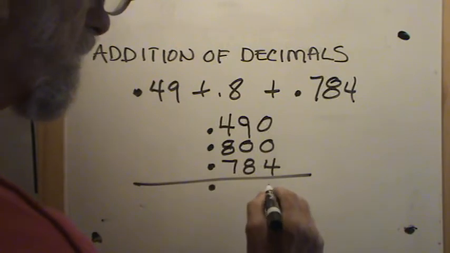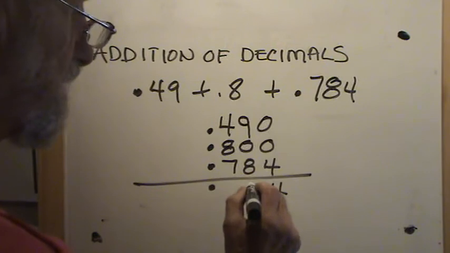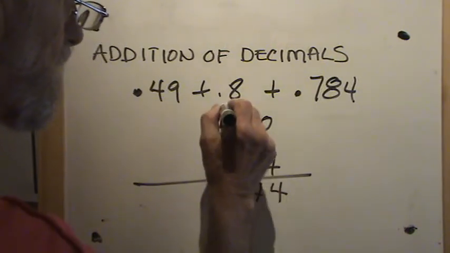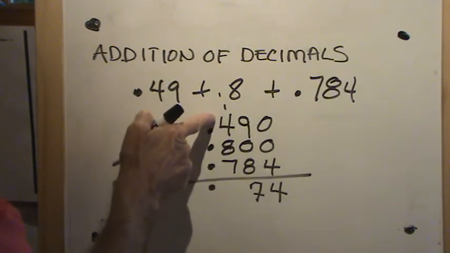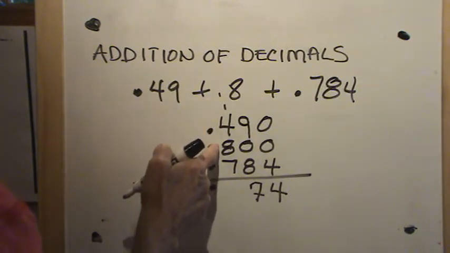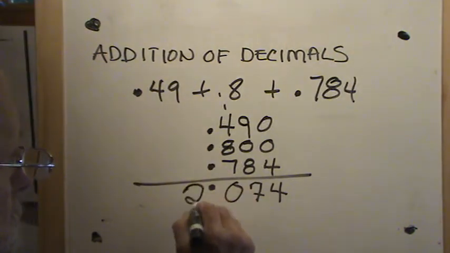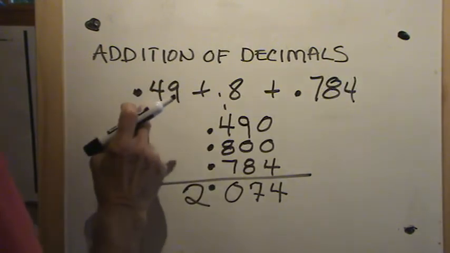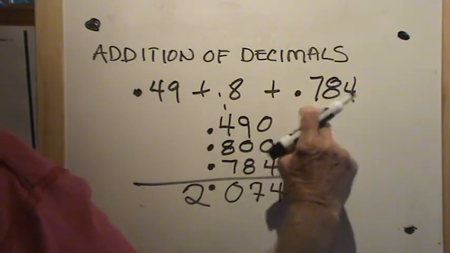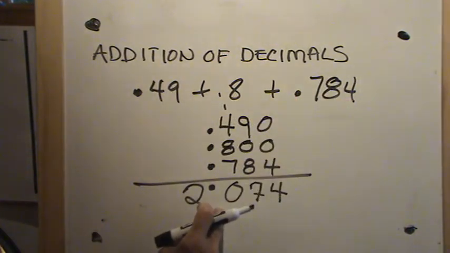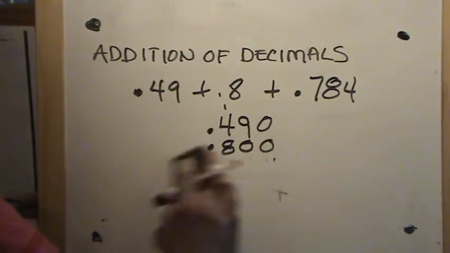0 and 0 and 4 is 4. 9 and 8 will give me 17. And I'm going to carry a 1. 1 and 4 is 5. And 5 and 8 is 13. 13 and 7 is 20. So if I add 49 hundredths, 8 tenths, and 784 thousandths, I get 2 and 74 thousandths. Good. Let's try another one.